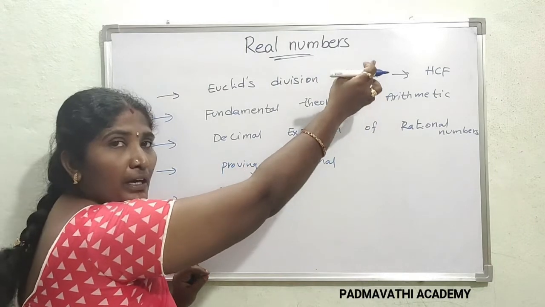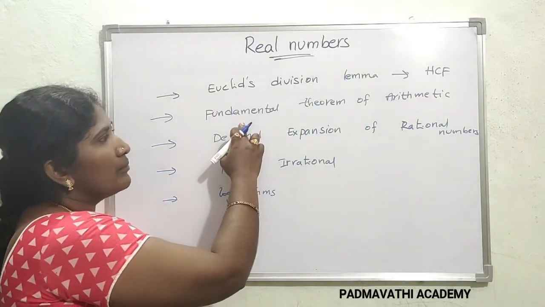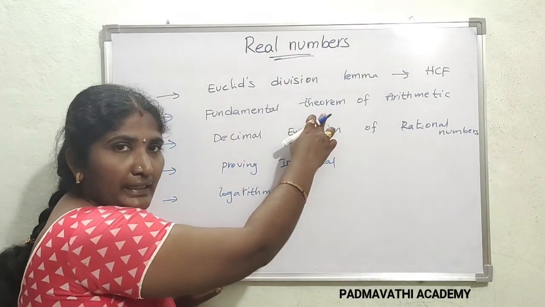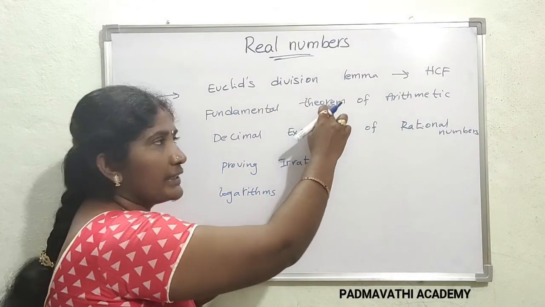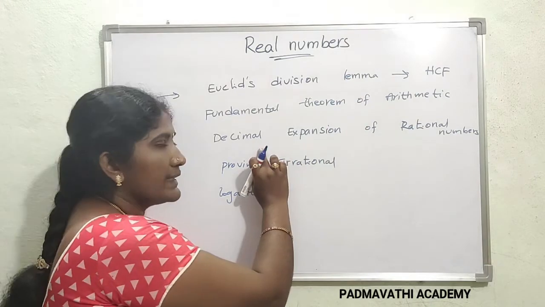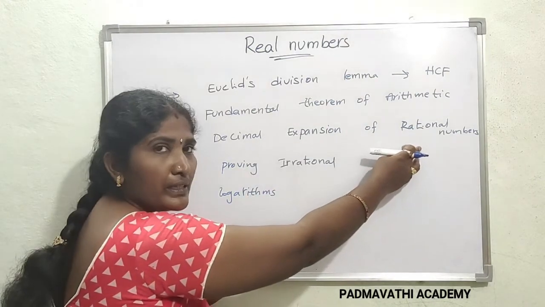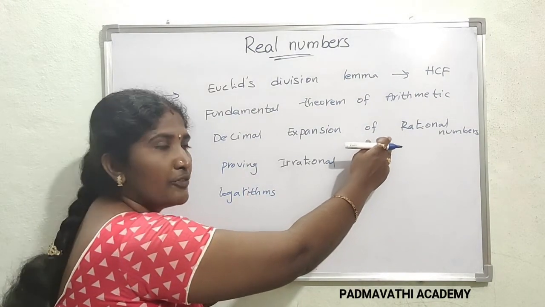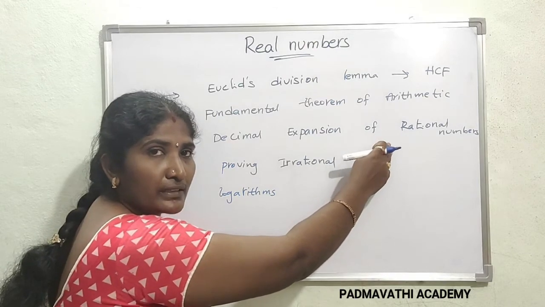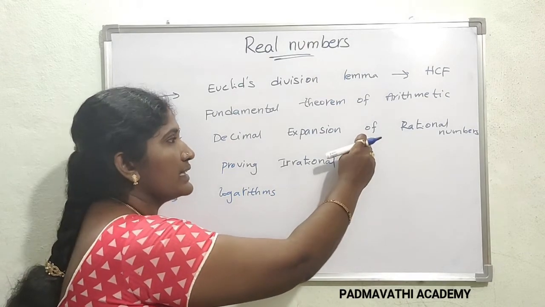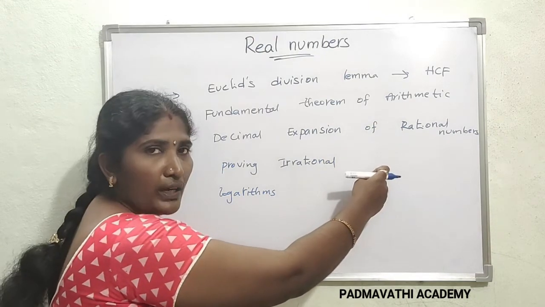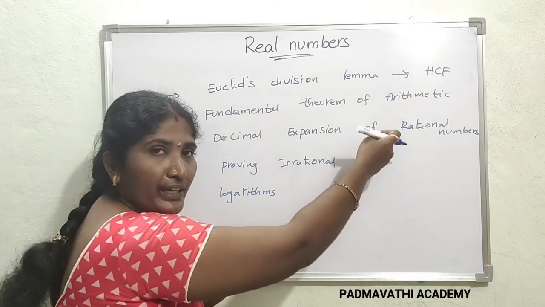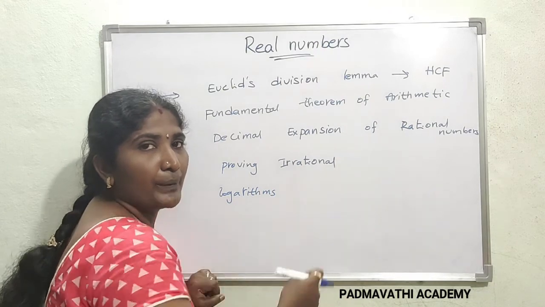Using Euclid's division lemma, how to find out the HCF. By using the fundamental theorem of arithmetic, how we can express a given composite number as the product of its prime factors. Decimal expansion of rational numbers by checking the denominator: if it contains only prime factors 2 and 5, then the decimal expansion of the rational number terminates. Other than 2 and 5, the decimal expansion of the rational number is non-terminating, repeating.